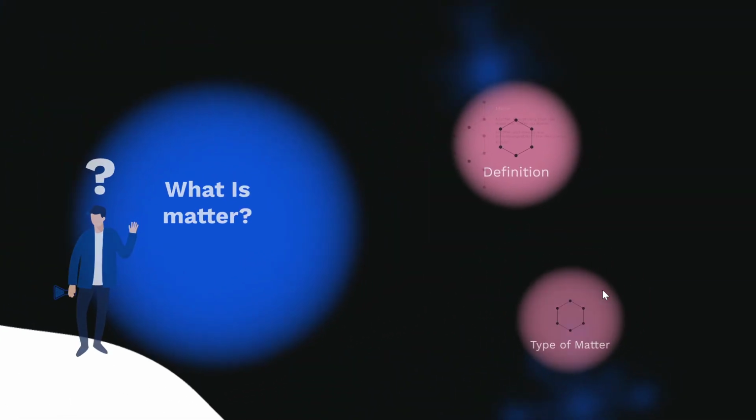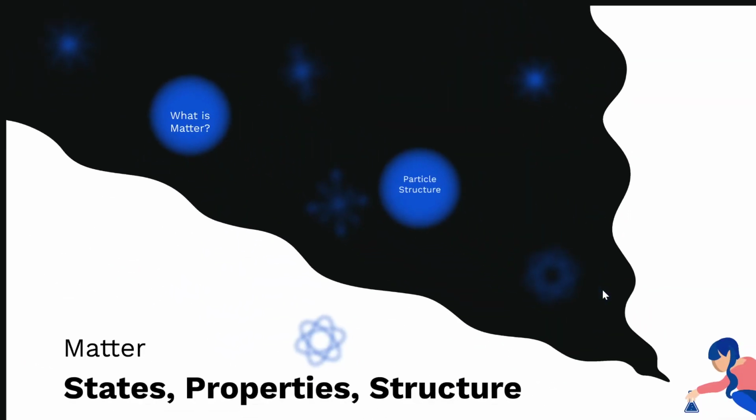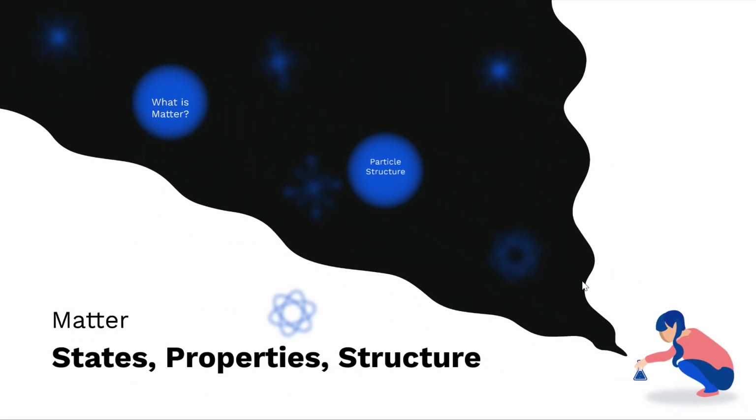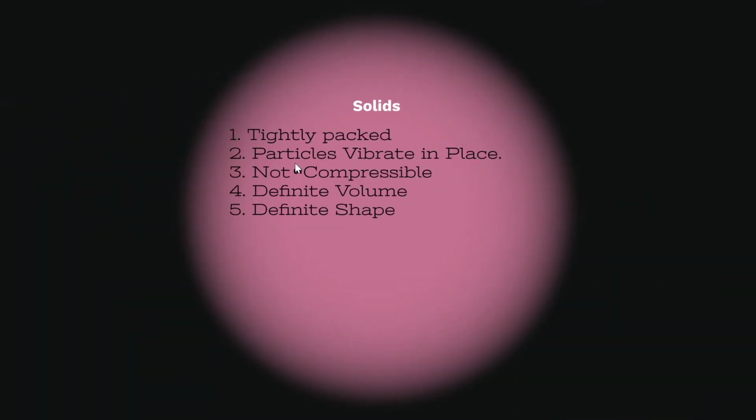Now that we've defined matter, we can go ahead and talk about the particle structure of those different forms of matter and some of the properties that are involved there. And in general, we're going to take a look at each one, and there's a couple of things that I need you to know about these going forward. We're going to start with solids.